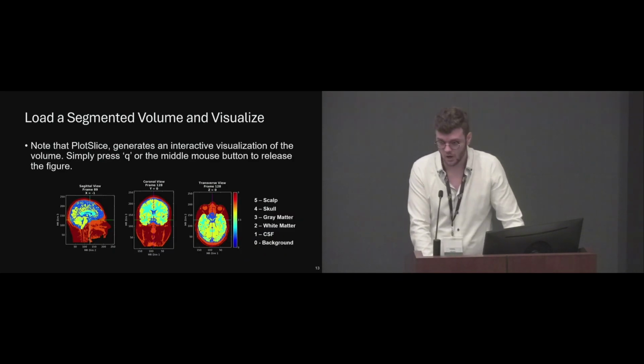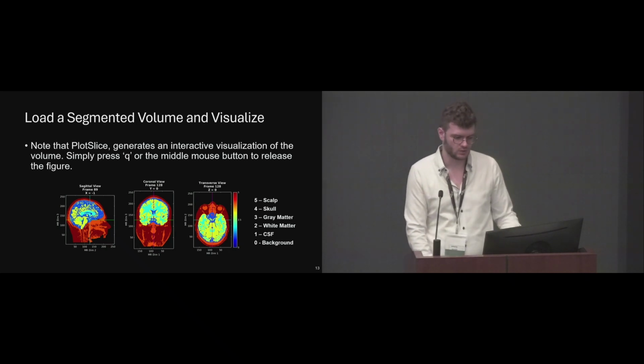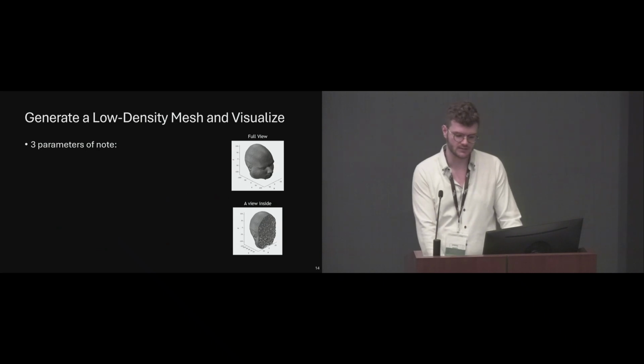So now I'm going to walk through the pipeline. For this walkthrough, I'm going to be using my head with a Lumo visual pad. But for what you guys are going to be doing, we're going to be using the WashU fiber-based pad. So we'll start with the segmented volume of my head. You can see that there are different colors corresponding to different tissue types. We make a 5-layer model with scalp, skull, gray matter, white matter, and CSF. Then we'll generate a low-density mesh and visualize.